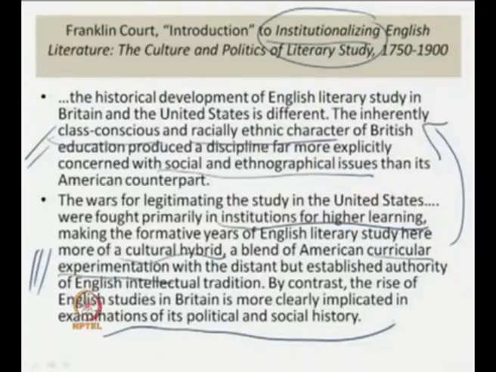Okay. So, this is an extremely important, to me an extremely important insight that is given to us by Franklin Court. So, the difference in impulse and motivation in the institutionalization of English literary studies in the home country and in the second home country in the United States, right.